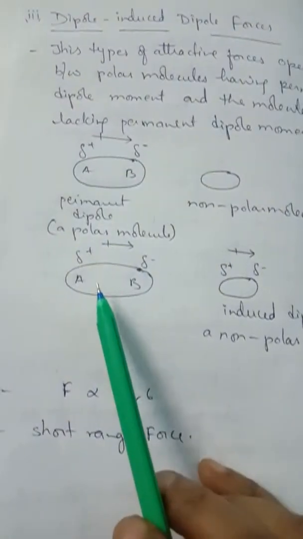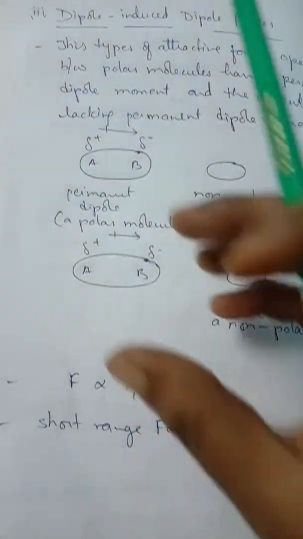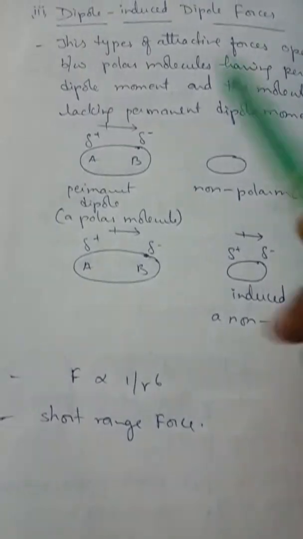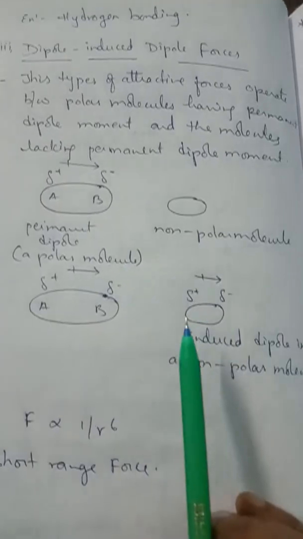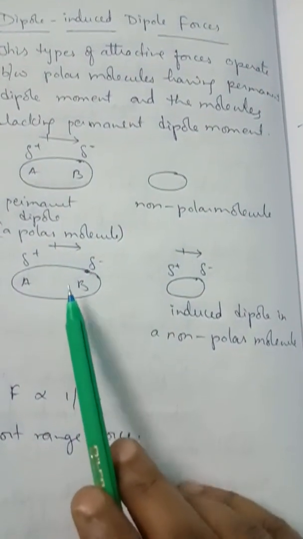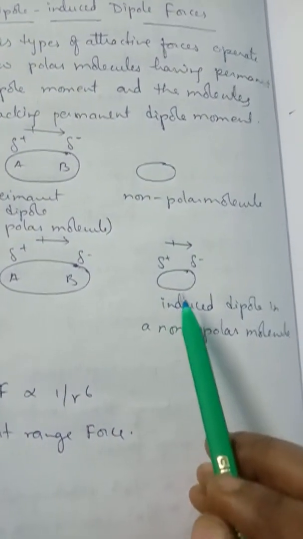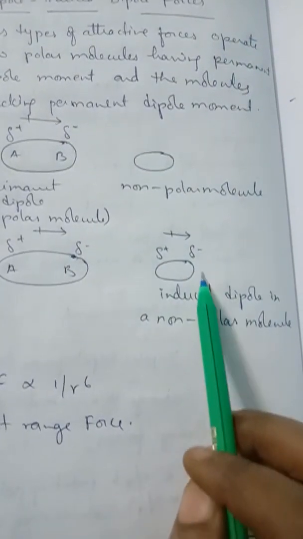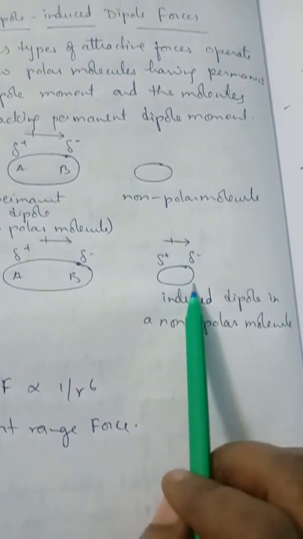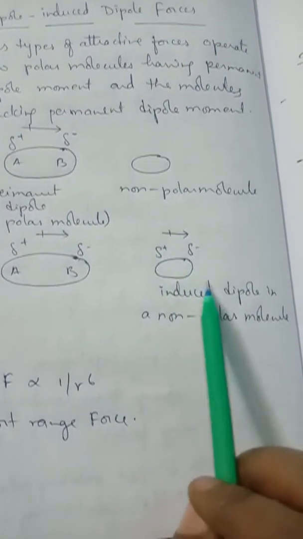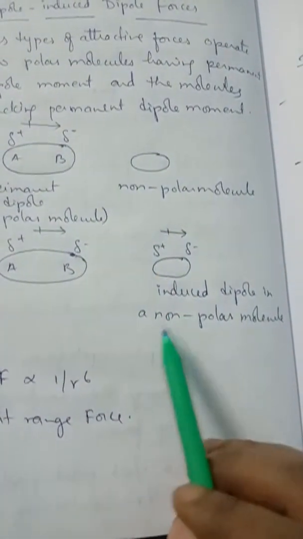Here we have taken a polar molecule which has a partial positive and a partial negative charge. The partial negative charge means it is more electronegative, so it pulls electrons towards itself, from A to B. So look at here, children. A permanent dipole polar molecule induces a dipole on an electrically neutral molecule, deforming the electronic cloud. So what happens? An induced dipole will be developed in the other molecule, that is, in the non-polar molecule.